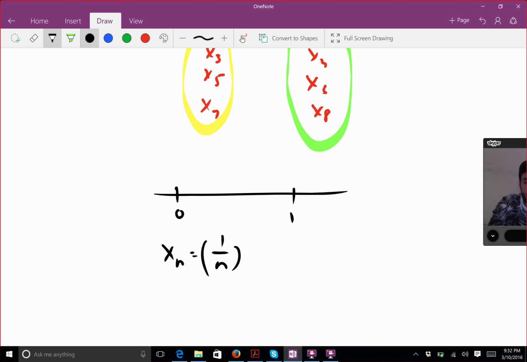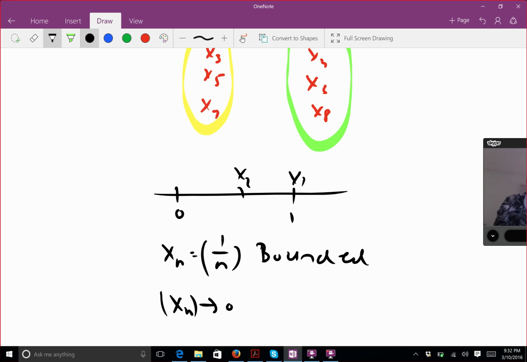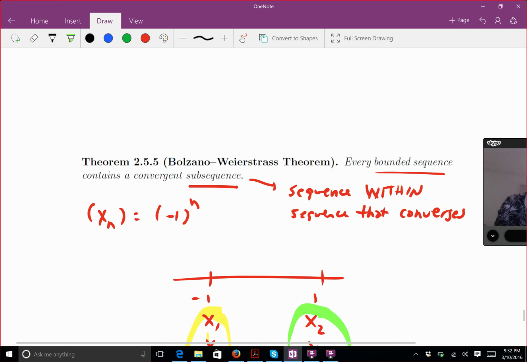And so we know that there's a convergent subsequence by the Bolzano-Weierstrass theorem, right? This is clearly bounded between 1 and 0. We know that there's some subsequence that converges, but it turns out the subsequence is the whole sequence: x sub 1, x sub 2, and we showed that this converges to 0. So sometimes the subsequence is the whole sequence, but we have to prove that. We don't know it's the whole sequence yet. All we know is that there's a subsequence. I do understand that.